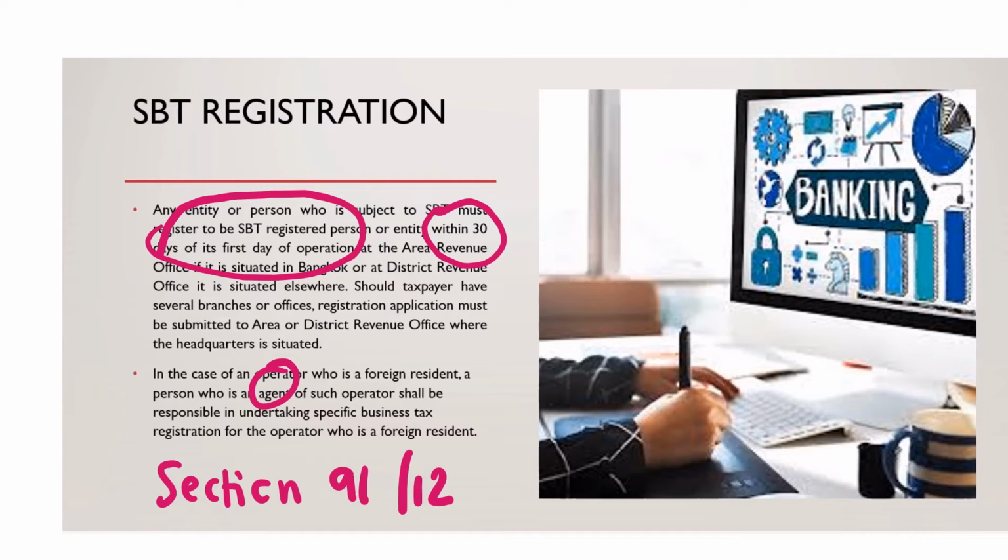And even as we have discussed before in section 91/12, even if you are an operator in a foreign country, but if you have an agent in the Kingdom of Thailand, your agent also has an obligation to register for specific business tax within 30 days when you start to operate the business in the kingdom as well. So this is the requirement of the SBT registration.